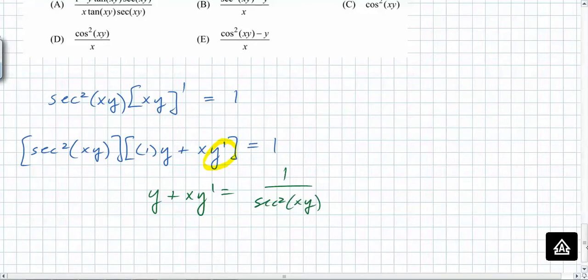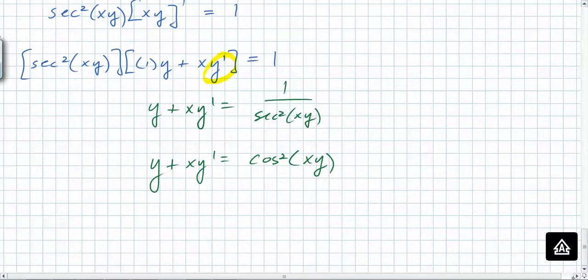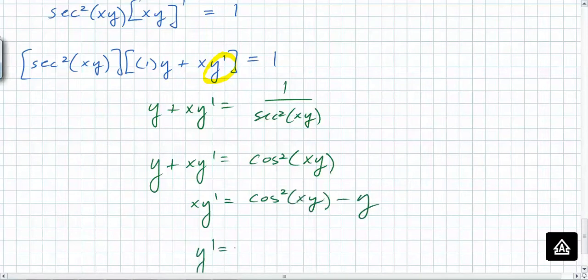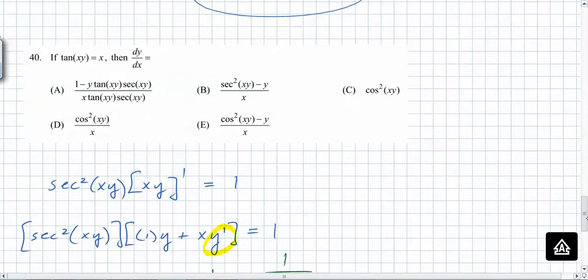What is 1 over secant? Secant is 1 over cosine. So what's 1 over cosine squared? So you end up with y plus xy prime is equal to cosine squared of xy. So that's where that comes from. Then you end up with xy prime is equal to cosine squared xy minus y. So y prime is equal to cosine squared xy minus y, all over x, right? Is that there? It is.